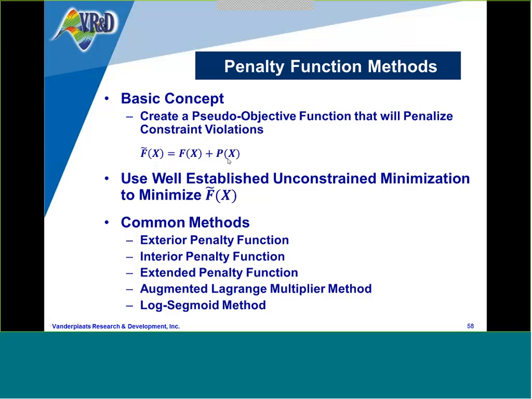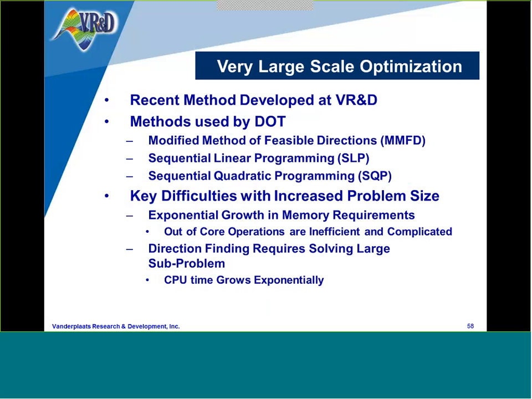The reason I love it is if you violate a constraint, you create a penalty to push you back to the feasible region. But you only have to worry about violated constraints. So if you have a 1,000 variable problem with 10 million constraints, you only have to worry about those that become violated, or active, I should say. If you look at DOT, the difficulties as the problem size grows is the exponential growth in memory and the exponential growth in CPU time to find the search direction.